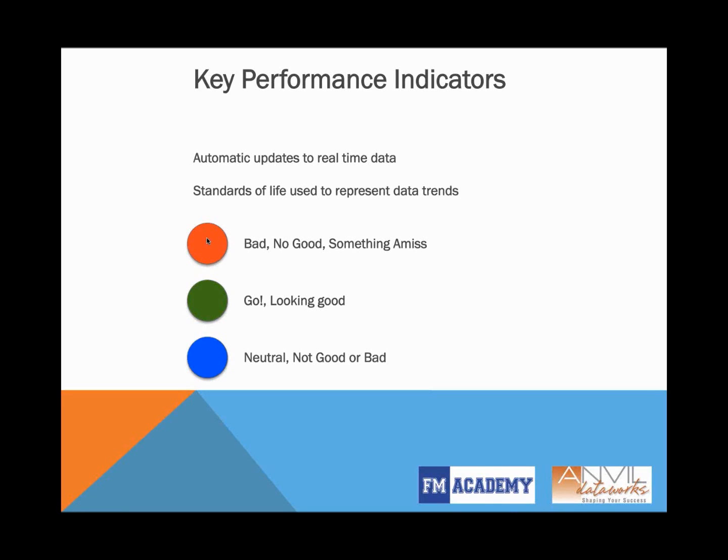Red is bad, it's no good, something is wrong. Okay, green, we see green and we know it's go. Looking good. And then we're going to use a blue. You may want to use yellow. It depends on what you're doing. But blue for neutral. It's not good, it's not bad, but there's something going on with this value or with this set of data.